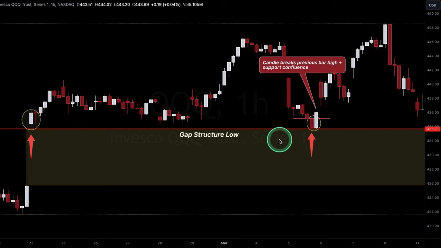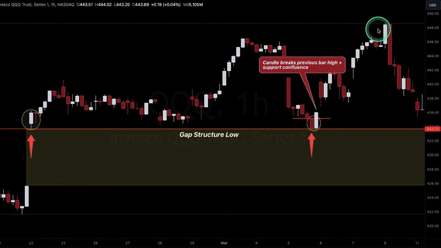Not just because it tapped the gap structure low exactly, but because it also has a bullish engulfing bar. It is briefly a little bit under the low of the previous bar, but very much over the high of the previous bar, as you can see. So here's the high, here's the low. It's basically an engulfing bar. And look what it led to. All I needed to do was push over the previous bar high, close over it on the 1 hour, and you did have a continued trend the next day, little pullback, continued trend the day after that.